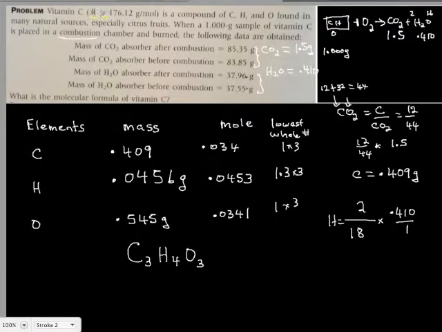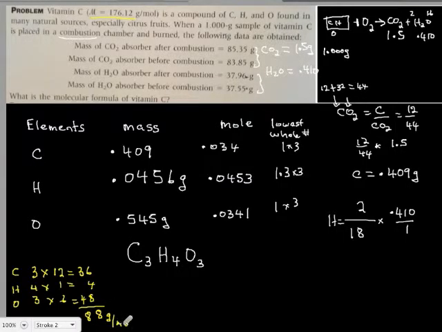Notice that the molar mass of the compound is given as 176.12. If you determine the molar mass of C3H4O3, you will discover that that's not the molar mass of the compound given. I'm just going to round here a little bit. 4 times 1 is 4, and 3 times 16, this is for the oxygen, this is for the carbon, and this is for the hydrogen, is 48. And what you do get is you get 88 grams per mole.